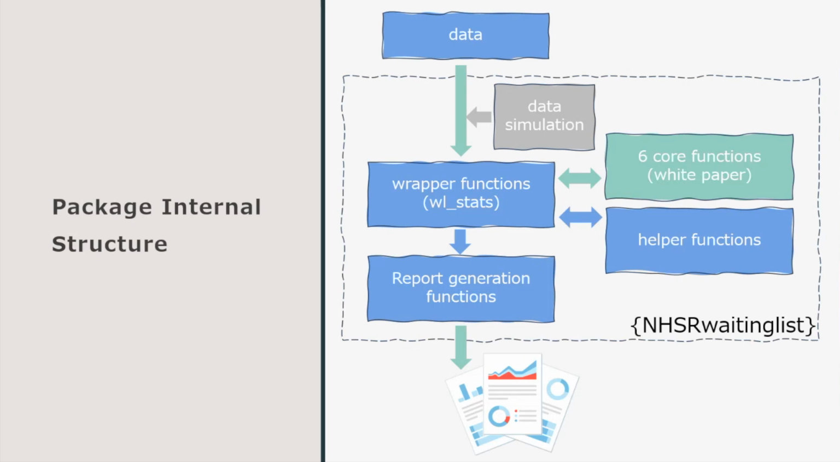There's a little bit of internal package structure here just for those who are potentially minded to get involved. So the package on this slide is the dotted line. And you can see at the top, we've got data coming in that raw format. And at the bottom, we've got some beautiful reports and probably some data frames as well. Initially, you'll use just a wrapper function, which is called WLStats. And then what that wrapper function does is it calls out to the key functions within the package. So the most important ones are the ones that Neil's already mentioned, those six core functions in the white paper. Those are the ones that actually encapsulate the research and encapsulate the method and do the heavy lifting.